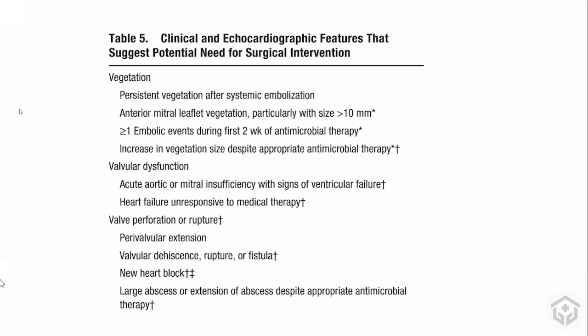The next management is surgery. We are not going to do surgery on each and every patient, and there are certain criteria: vegetations, valvular dysfunction, and valve perforation or rupture. If these are present, that is an indication for surgery. Usually we say persistent vegetation after embolization, or vegetation more than 10 millimeters, not responding to antibiotic treatment, and the development of cardiac failure, are indications for surgery.